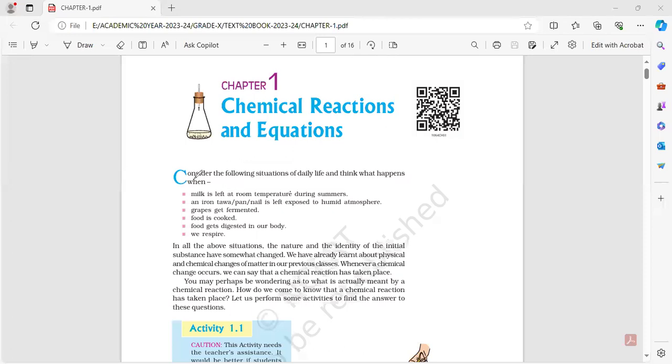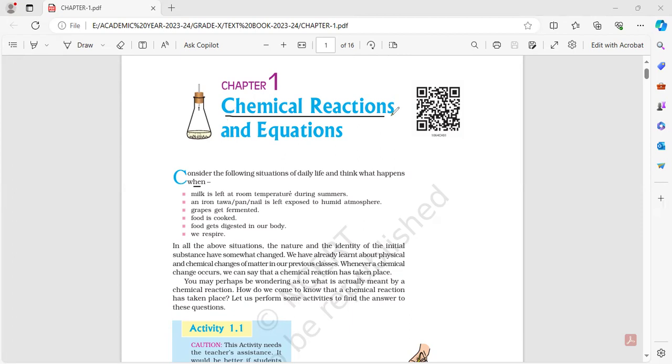it is given: consider the following situations in our daily life, and think what happens when. The first example is given: milk is left at room temperature during summers. Okay, before that, you should also know the meaning of this lesson.